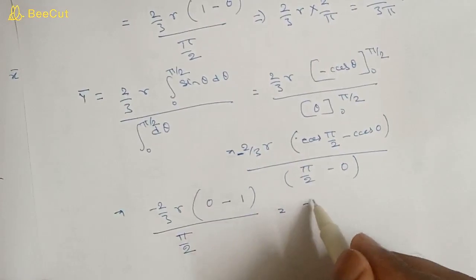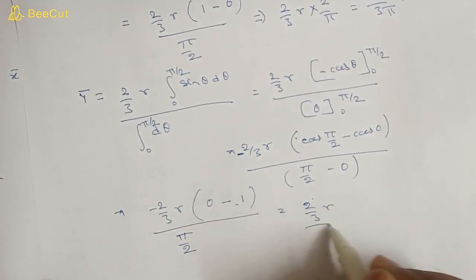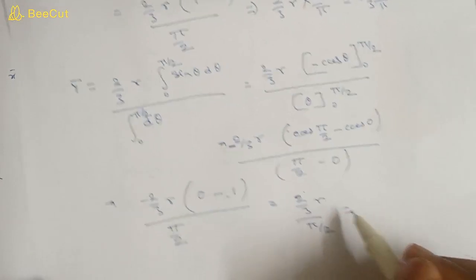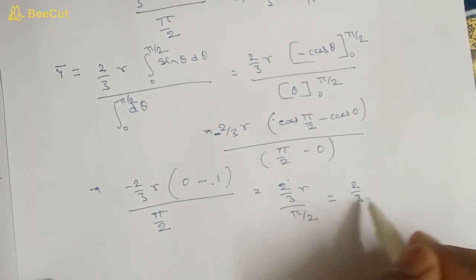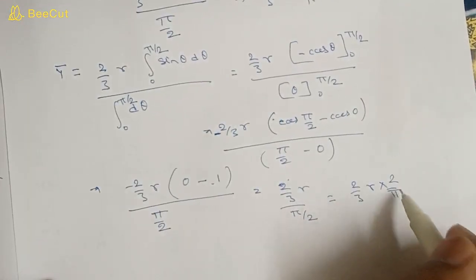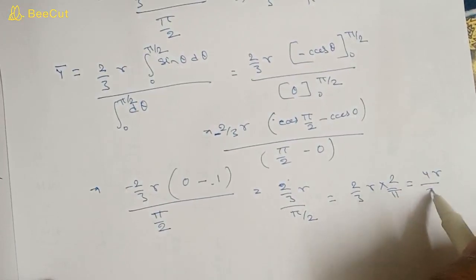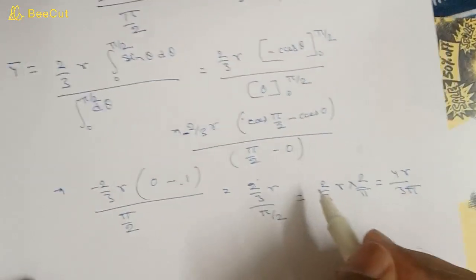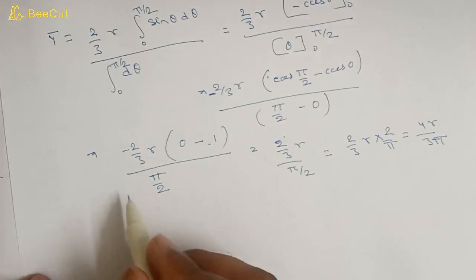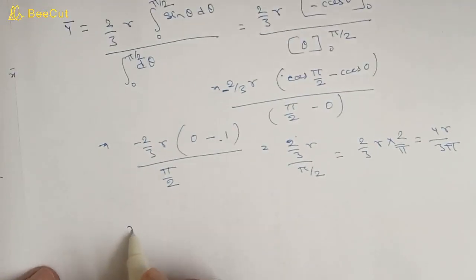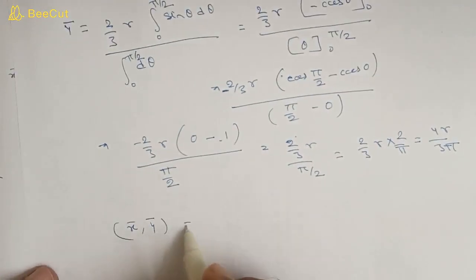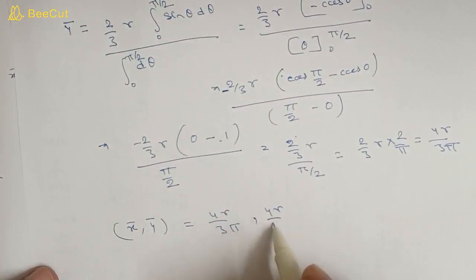So we will get minus into minus equal to plus. So 2 by 3 r divided by pi by 2. So we will get 2 by 3 r into 2 by pi, which is 4 r by 3 pi. So we have the centroid of the quarter circular area as x bar is equal to 4r upon 3 pi and y bar is equal to 4r upon 3 pi.